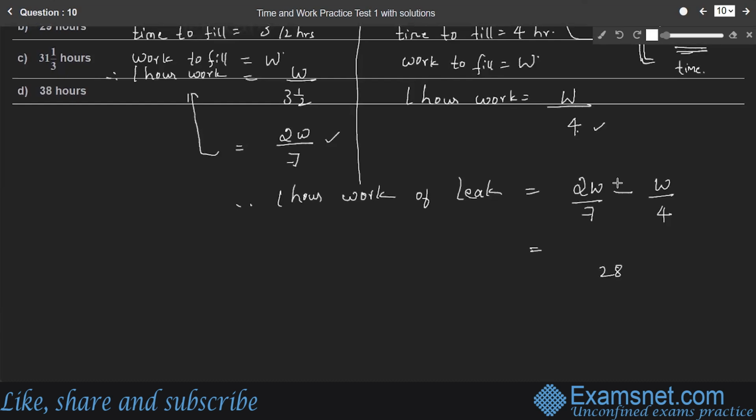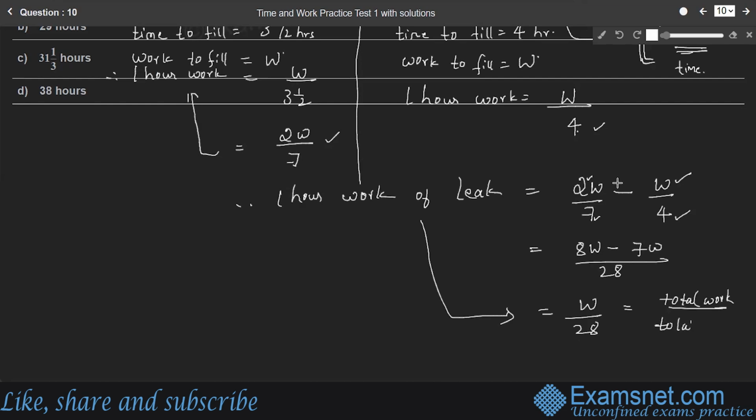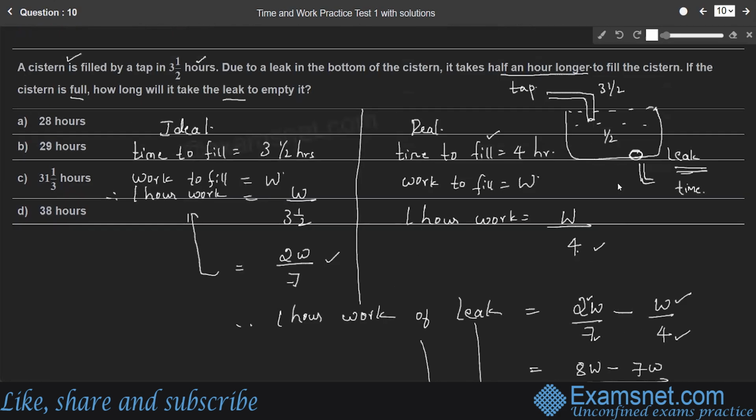Since the LCM is 28, the numerators become 7 into 4, hence 2W into 4, which is 8W, minus 4 into 7 is 28, hence W into 7, which is 7W. So W by 28 is 1 hour work of the leak. According to the concept, 1 hour work is total work by total time. Therefore, the leak takes 28 hours of time to empty the cistern.